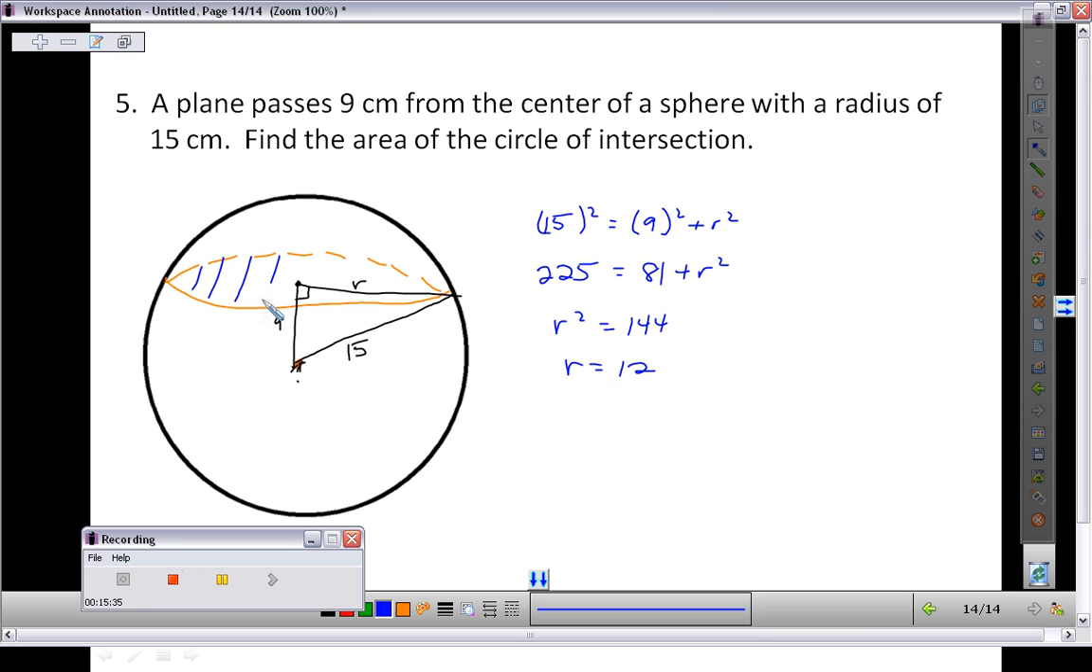I'm looking for the area of this circle, so the area of that circle is pi times the radius, which is 12, squared. 12 squared is 144, so the area of this circle, one last time, is 144 pi centimeters squared.